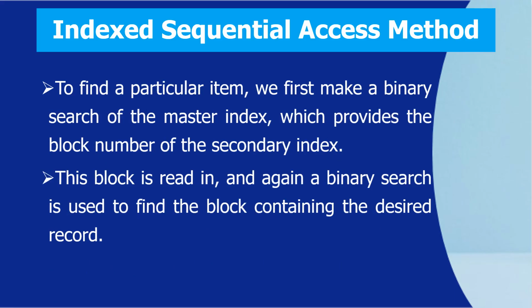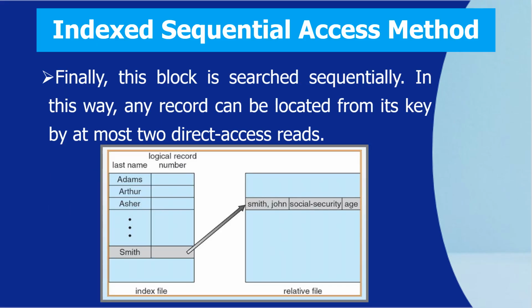To find a particular item, you can use the binary search method. That is, in the master index, we need to arrange the file in ascending order, and then you can find the particular file by using the binary search method. After arranging the file, the block is searched sequentially. In this way, any record can be located from its key with at most 2 direct access reads.